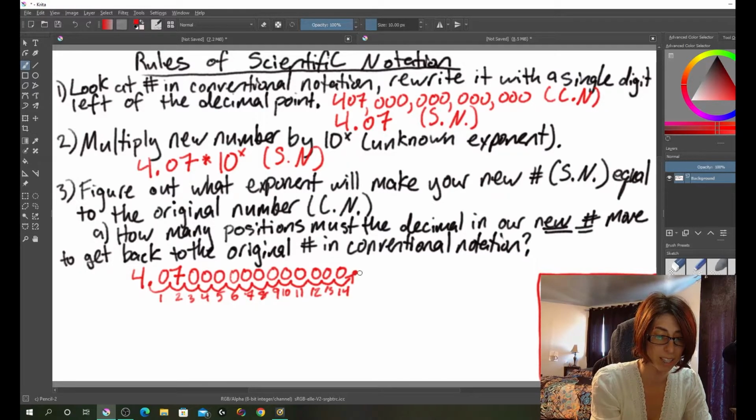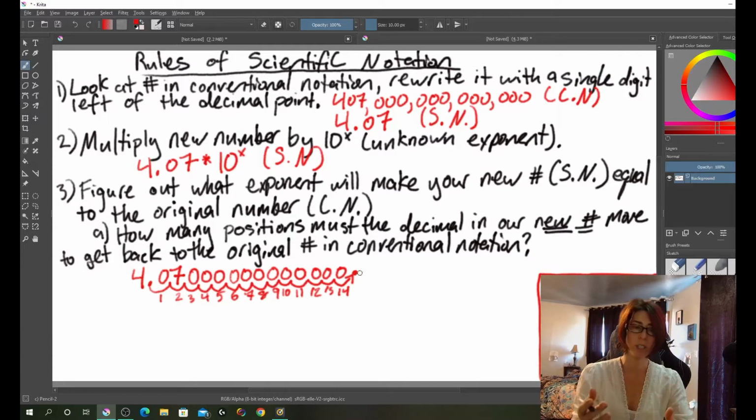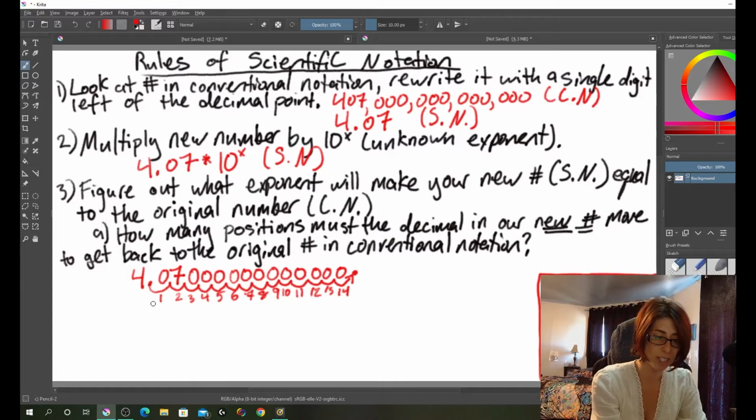And then put it there. Okay, because our original number was 407 followed by 12 zeros. So this now would be 407 followed by 12 zeros. So 14 spaces. This is now going to be the value of our exponent. So count these jumps. That's the value of our exponent. So the value of our exponent is now 4.07 times 10 to the 14th.